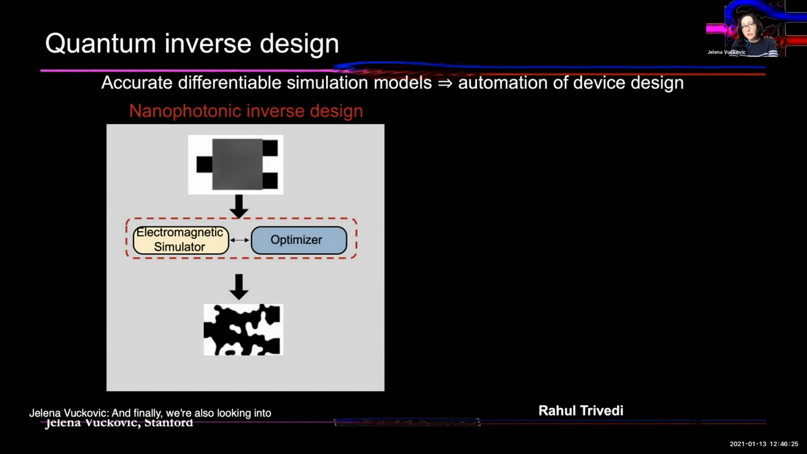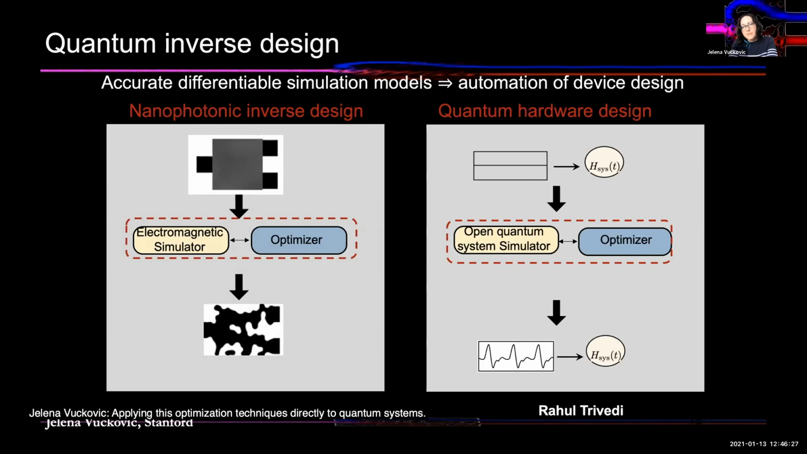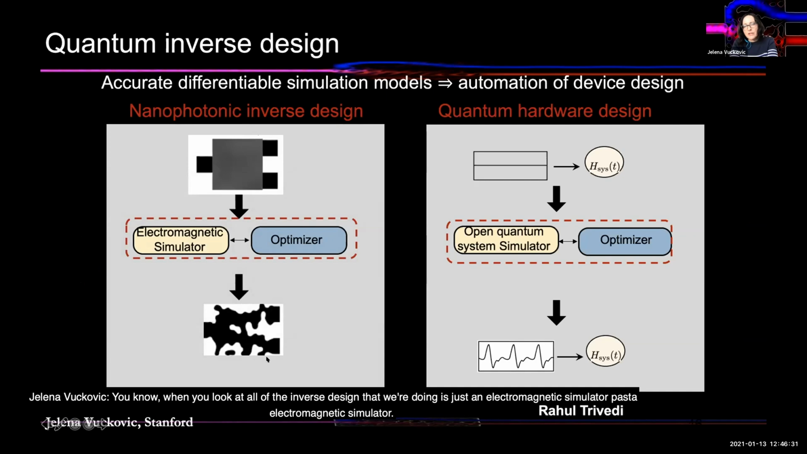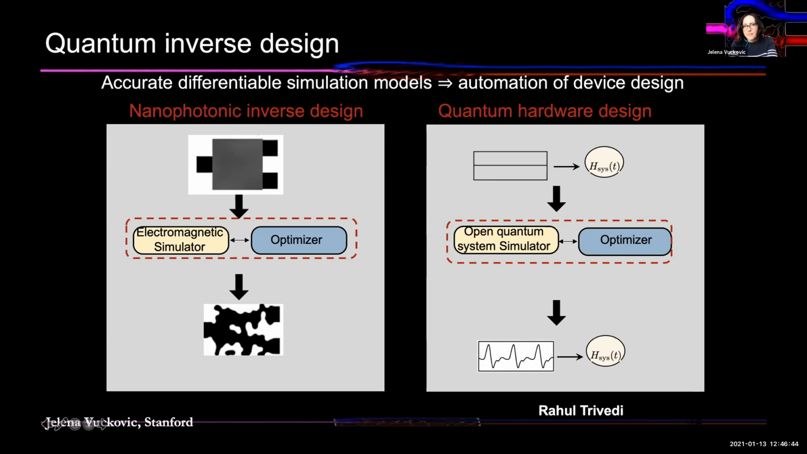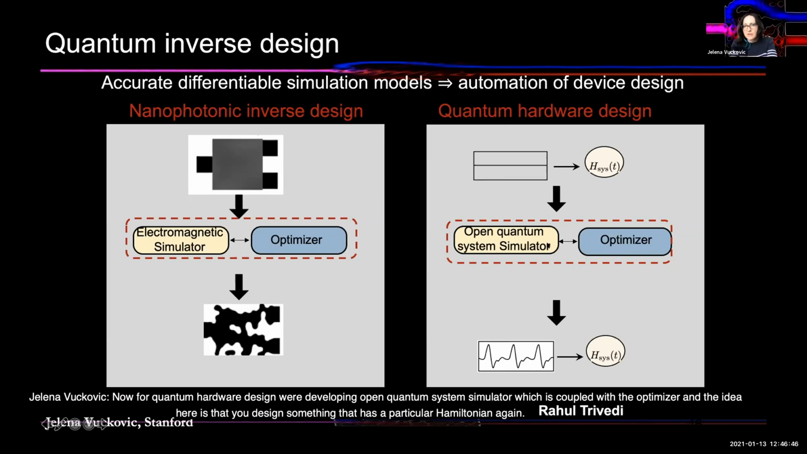And finally, we're also looking into applying these optimization techniques directly to quantum systems. When you look at all of the inverse design that we're doing, it's just a fast electromagnetic simulator coupled with a fast optimizer. That's what goes through the whole parameter space and optimizes your photonics design. Now for quantum hardware design, we're developing an open quantum system simulator, which is coupled with the optimizer. And the idea here is that you design something that has a particular Hamiltonian in the output.